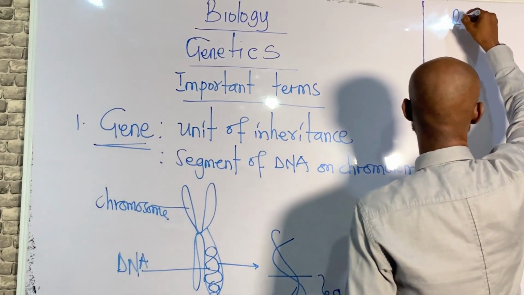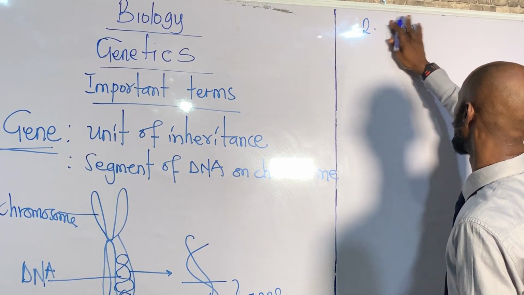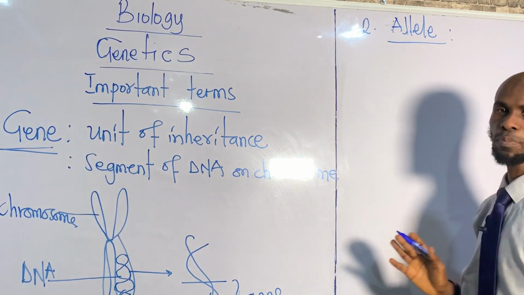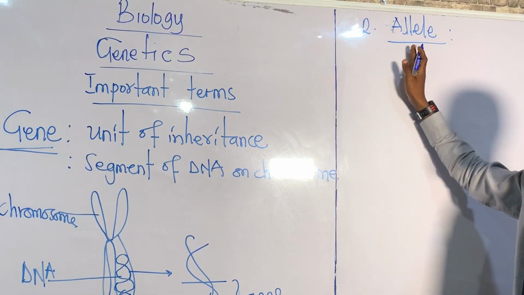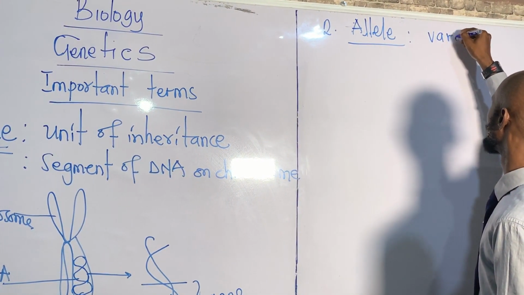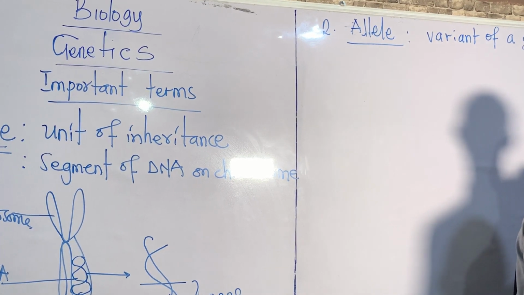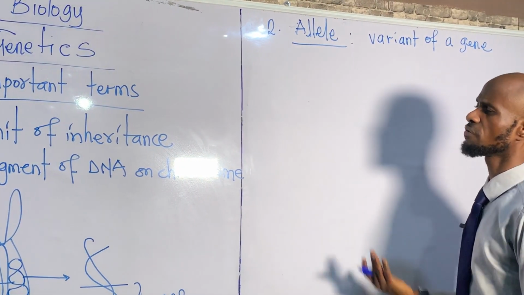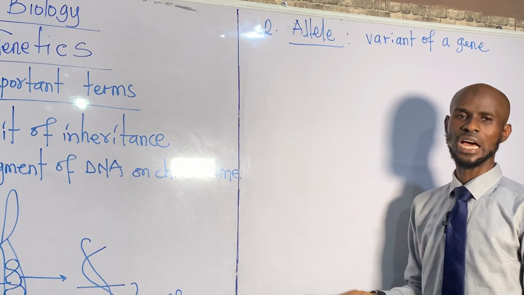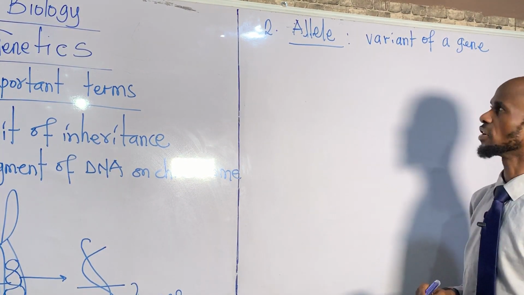The next terminology is what is called the dominant. Oh, okay, let's talk about the allele first. Most times you hear the word allele. Please don't be scared. An allele is the variant of a gene. This is not complex. I can define this as the various forms of a gene. That is what is called an allele.